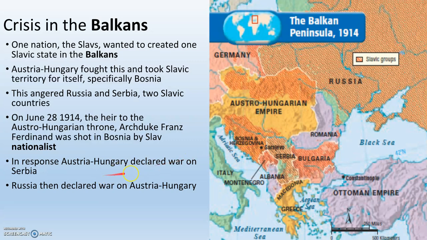In response, Austria-Hungary declares war on Serbia because they think Serbia has backed and supported this guy. And then Russia declares war on Austria-Hungary. Why? Because Russia feels like Austria-Hungary's beating up their little brother, Serbia. Slavs fighting non-Slavs. That's the idea here.